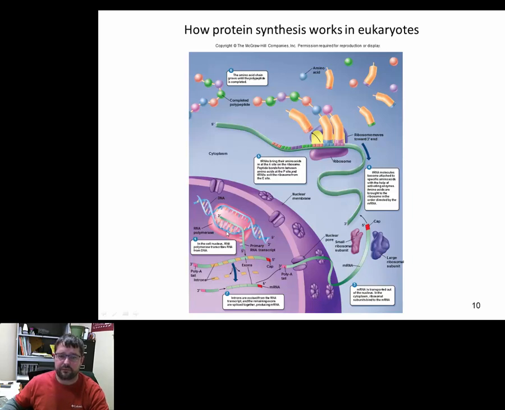For the majority of genes, there's a large section of introns that need to be spliced out. So the introns are removed by spliceosomes. The exons are spliced together, and you develop a mature messenger RNA strand with no introns, just exons. That messenger RNA can then leave through the nuclear pore, and it encounters ribosomes in the cytoplasm.